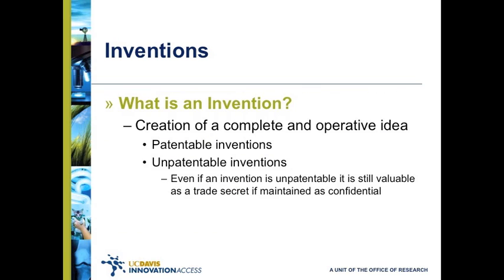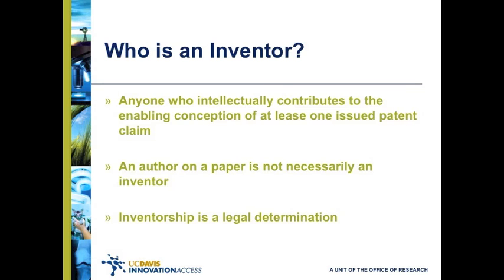There are two general types of inventions, those that are patentable and those that are not patentable. The creation of a complete and operative idea is an essential component of an invention. Who is an inventor? An inventor is anyone who intellectually contributes to the enabling concept of at least one issued patent claim.